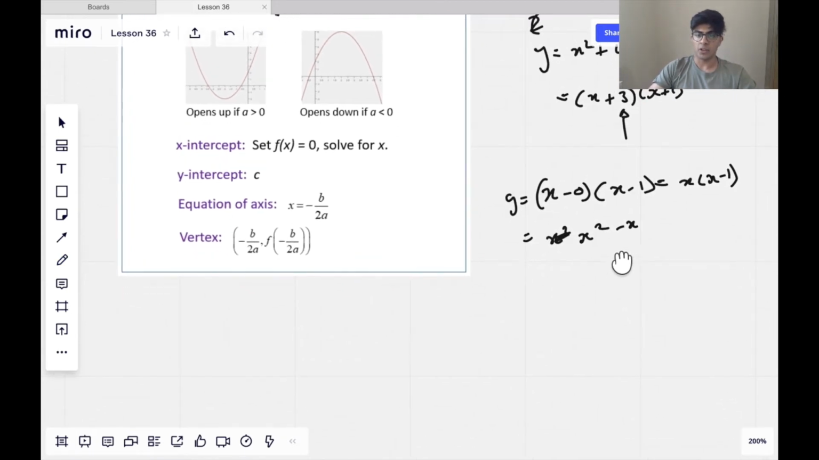And then you can check, for example, in this case, the y-intercept. Because there's no constant term, the y-intercept is 0, right? So you check that.